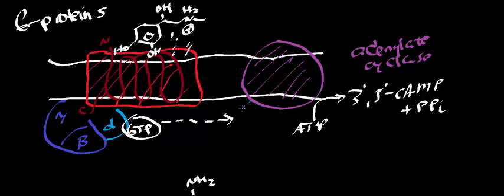I'll draw it in parentheses here. Here's the alpha subunit, and of course it still has bound GTP. So here's the GTP. And when it binds to adenylate cyclase, it activates it.